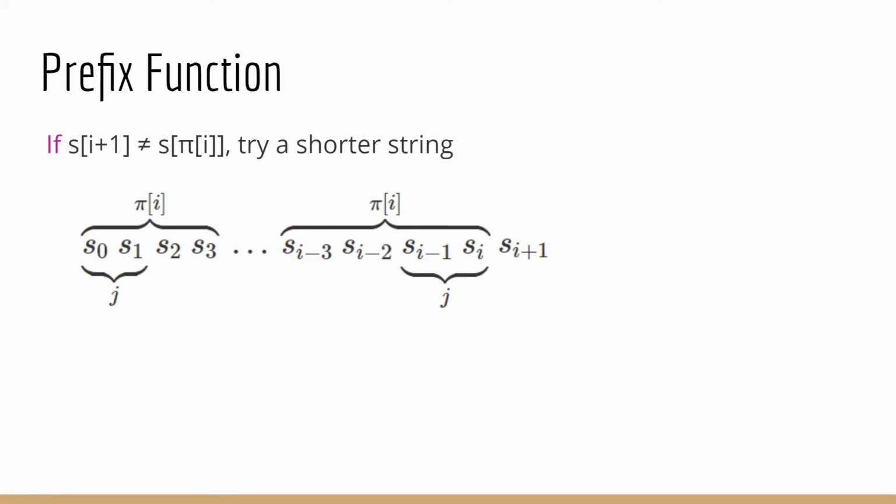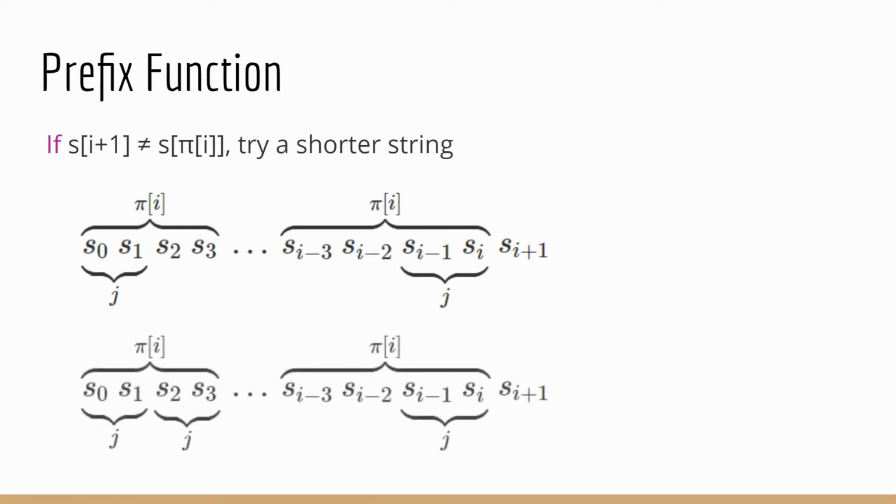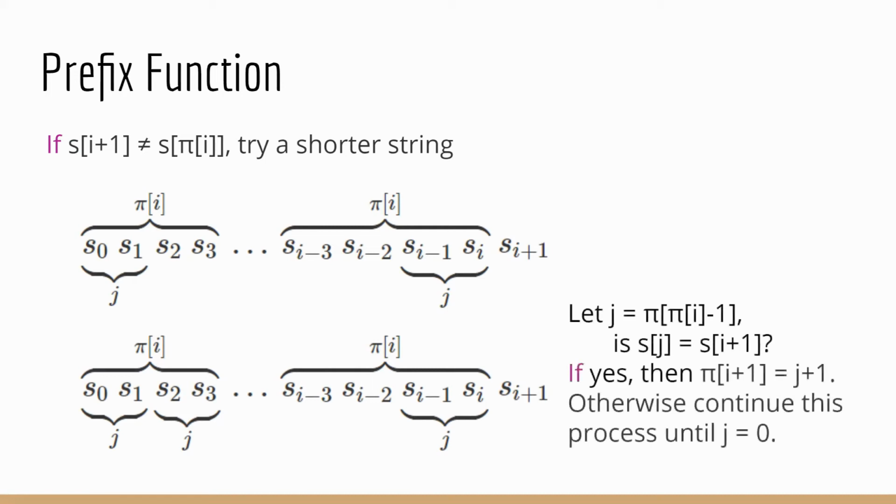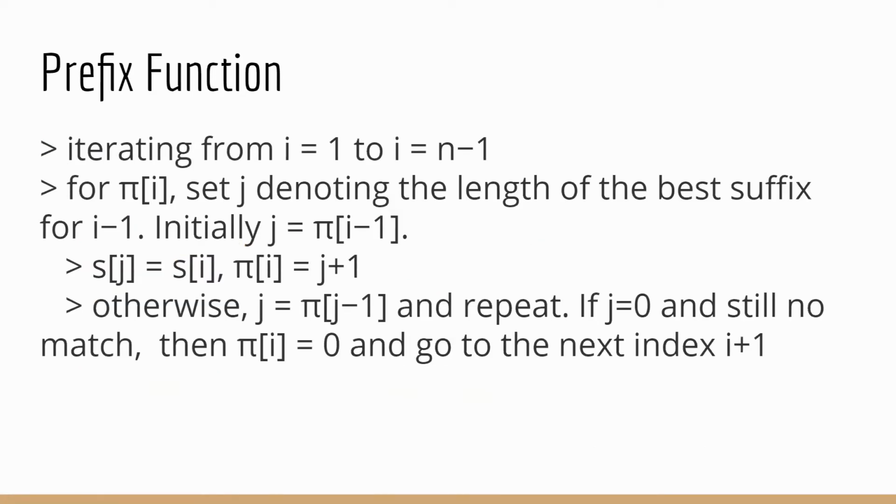j is a prefix that is also a suffix of the substring of s0 to si. We can move j to the very front because we have the same pi i at the front and at the end. If we move j to the front, j is the prefix and suffix of the substring of s0 to s3. So we can let j be pi i minus 1 and test if sj is equal to si plus 1. If they're equal, then we let the ith entry of pi be j plus 1. If not, we just continue this process until j is equal to 0. This slide summarizes the process I just described.